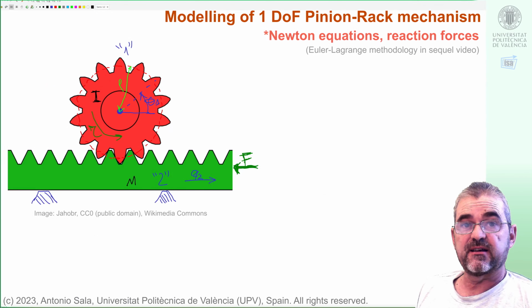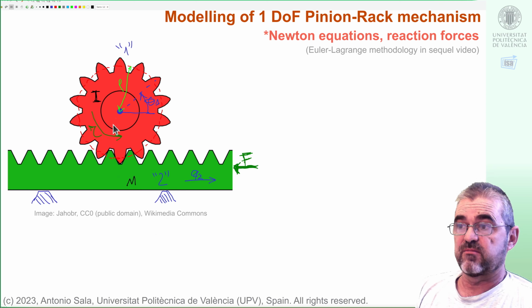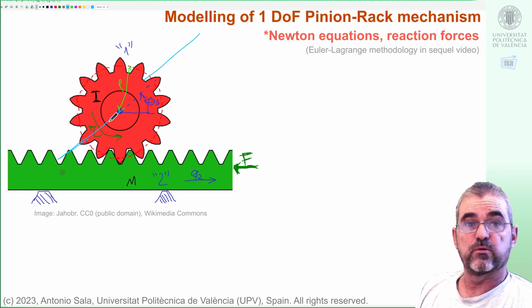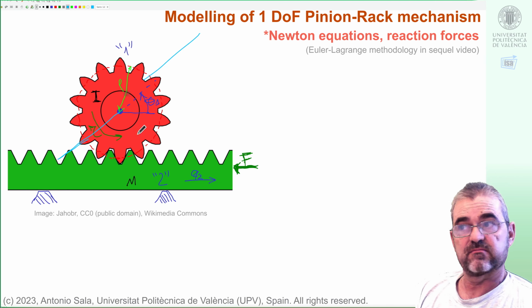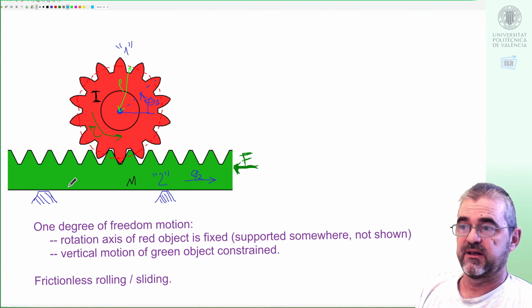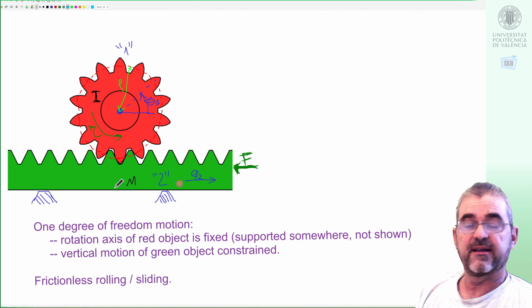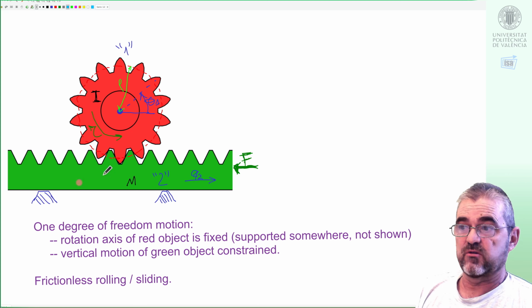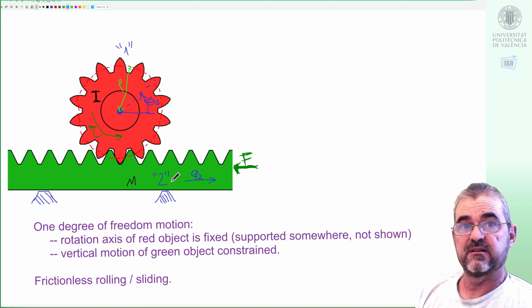Hi, I'm Antonio Sala, and in this video we are going to model this pinion and rack mechanism in order to compute the accelerations that happen as a consequence of somebody pushing with some force F in here and somebody else exerting a torque tau in this rotation axis. We will assume that the rotation axis is fixed, as well as the green element, so that only rotation of the red pinion and horizontal movement of the rack element must be considered.